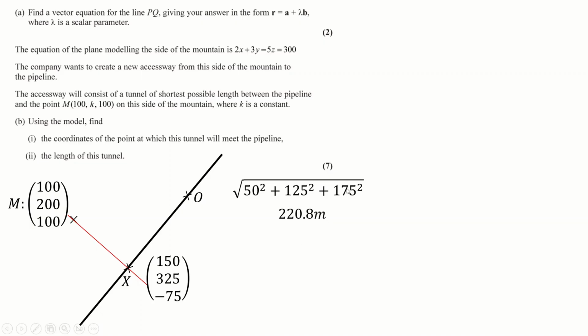That should be 125, shouldn't it? No, it shouldn't. It should be 175. Of course it should. I'm just being an idiot. And that's the distance from here to here.